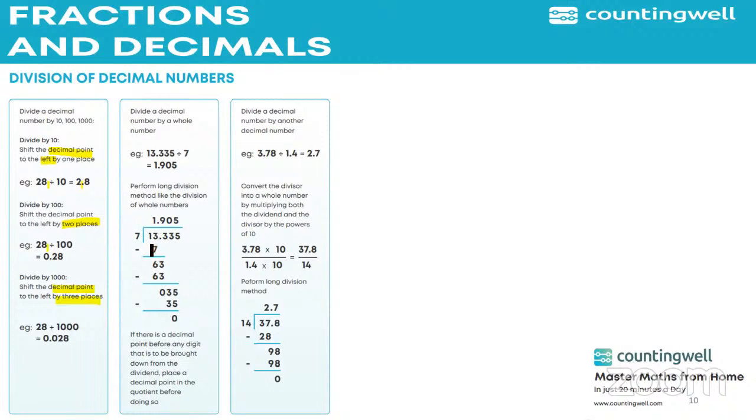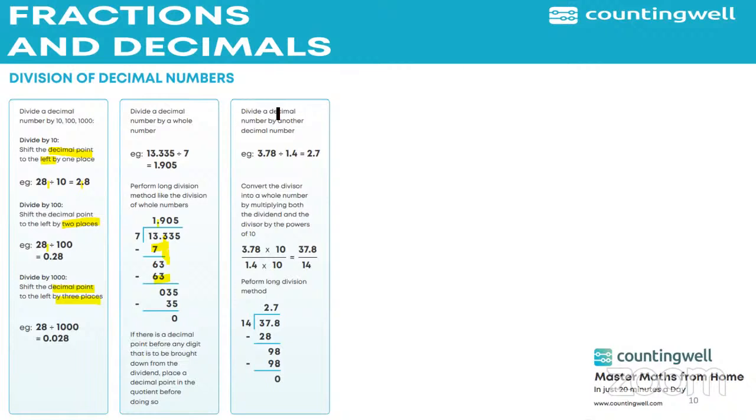So we have 7 ones are 7. You will take 6 and then you have to take 3 here. Then we have 7 9 are 63. You have to take the two digits down. So if there is a decimal point before any digit that is to be brought down after the dividend, we have to place a decimal point in the quotient before doing so. Here you can see after 13 there is one decimal point and we are going to copy down the numbers after the decimal point. So we are putting decimal point here after the number 1.